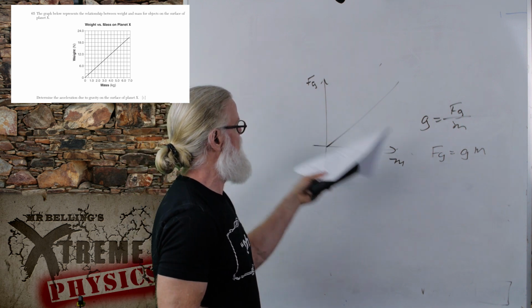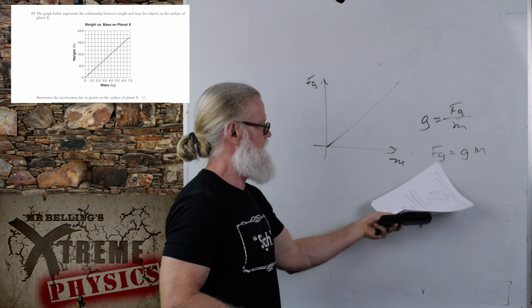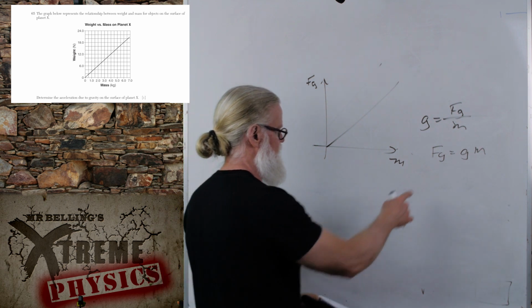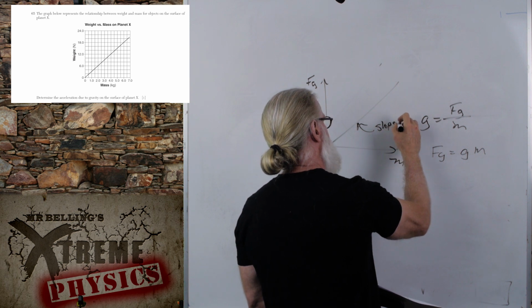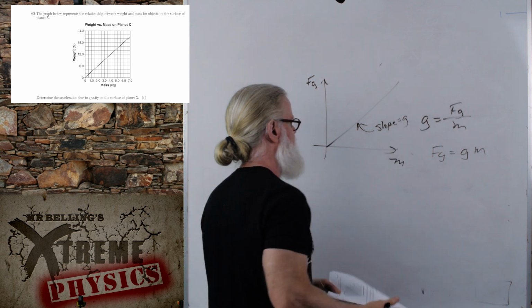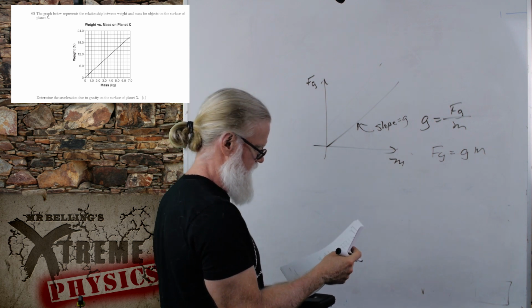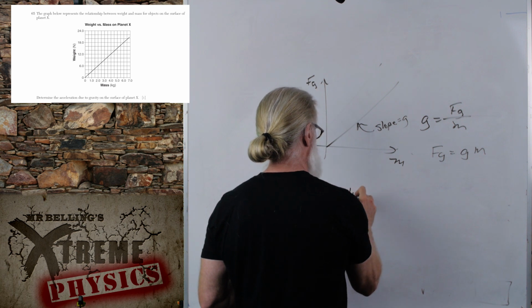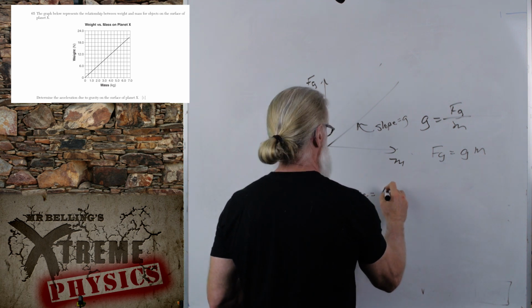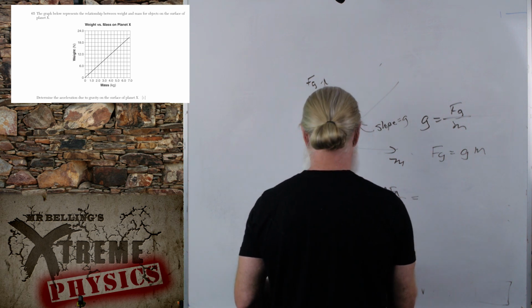All right, so there we go. There's our y variable, Fg. There's our x variable, m. This is linear, and this is the slope. Slope is g, the acceleration due to gravity on that planet. What is the acceleration due to gravity on this planet? I need to find the slope. Slope equals delta Fg over delta m.